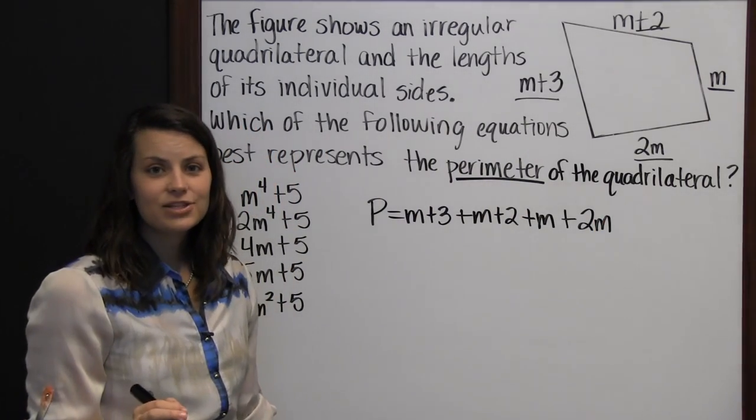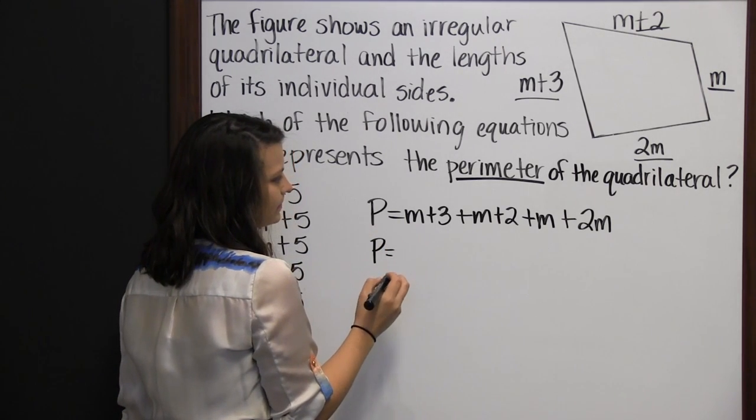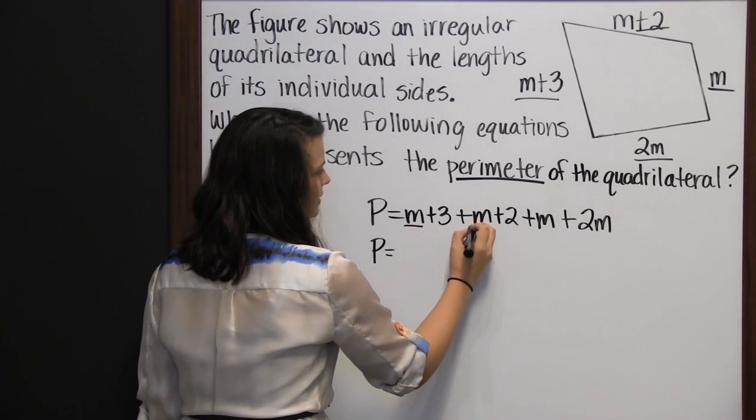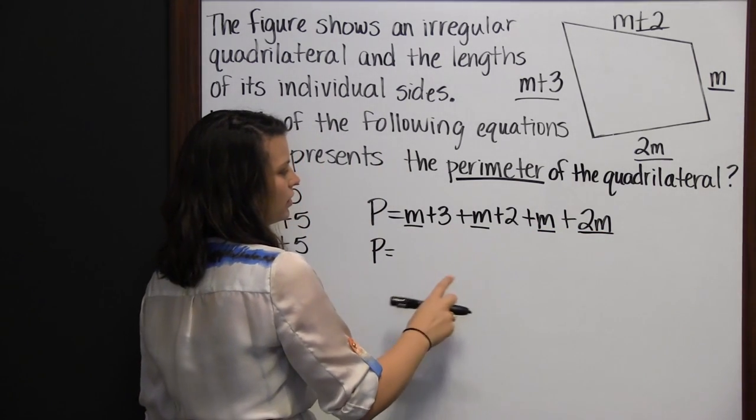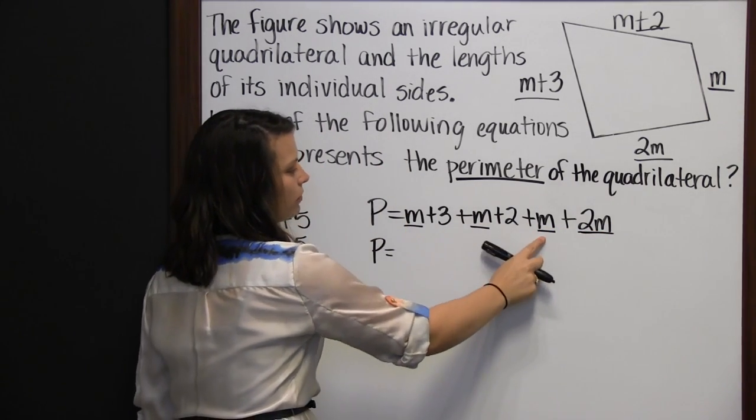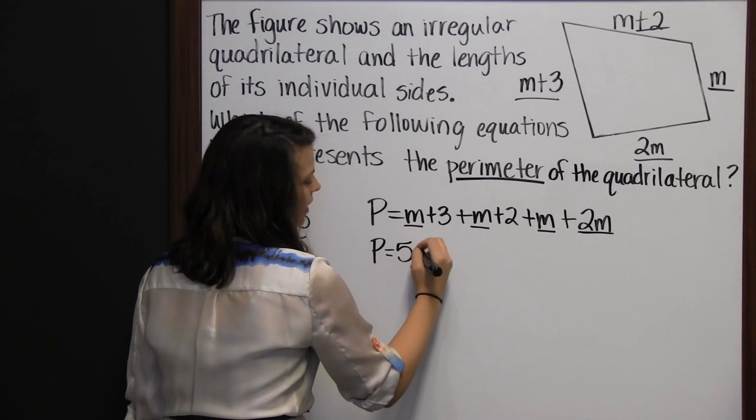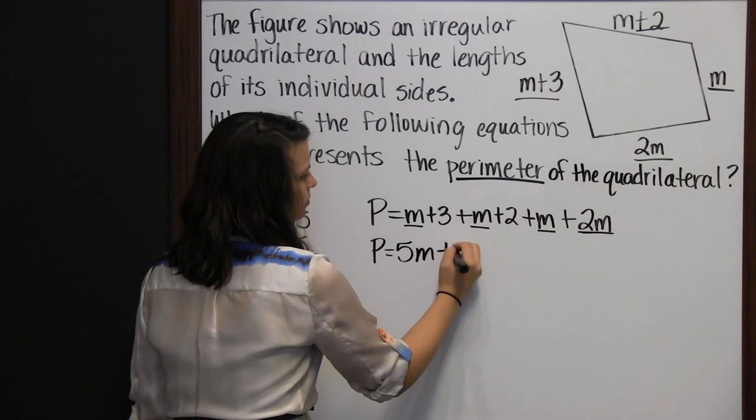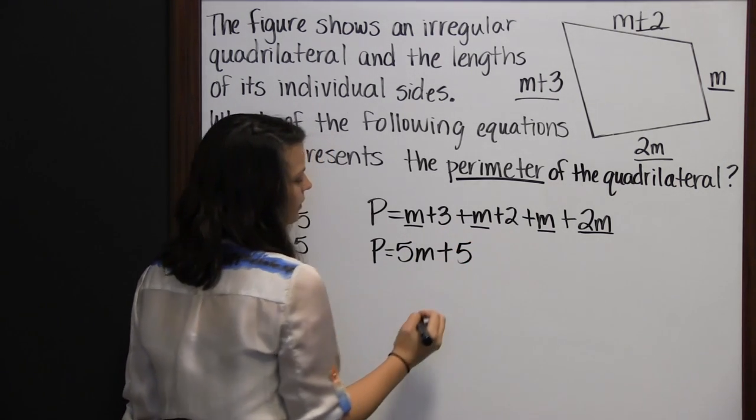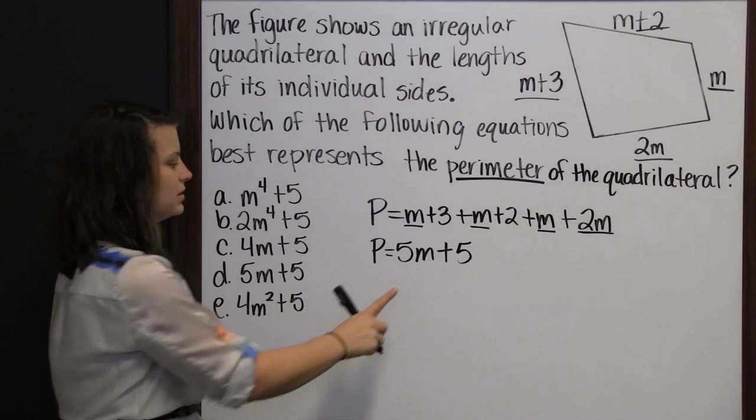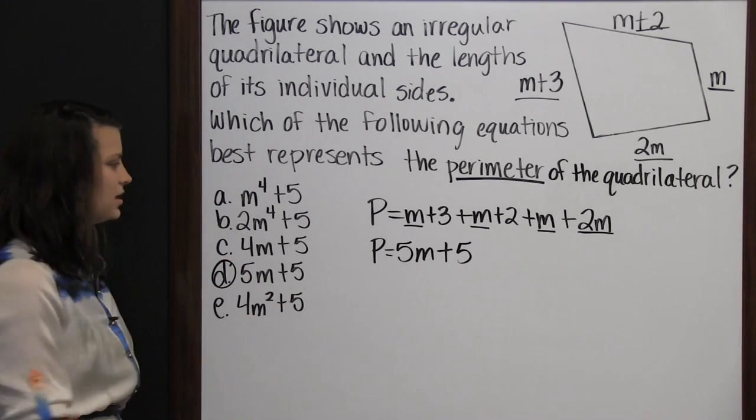And now we just need to combine like terms. So the perimeter is M plus M plus M plus 2M. So that's 1, 2, 3 m's plus 2 m's is a total of 5 m's, plus 3 plus 2 is 5. So the perimeter is 5m plus 5. Answer D.